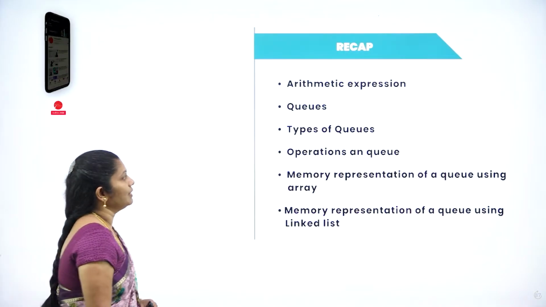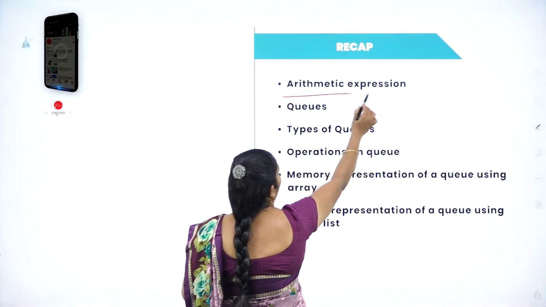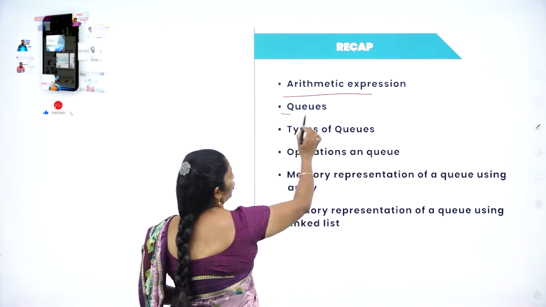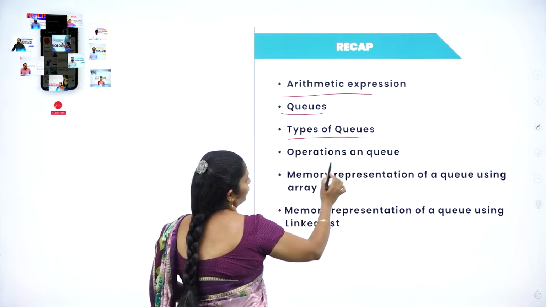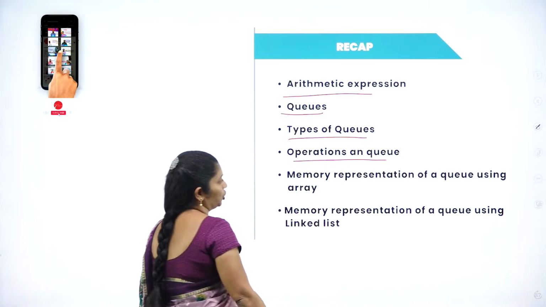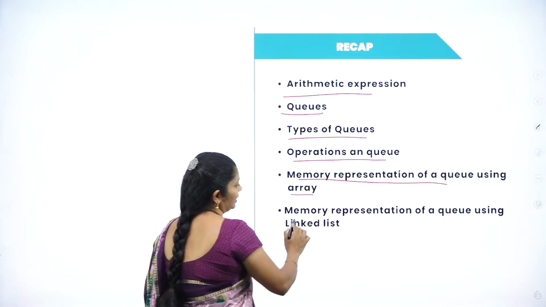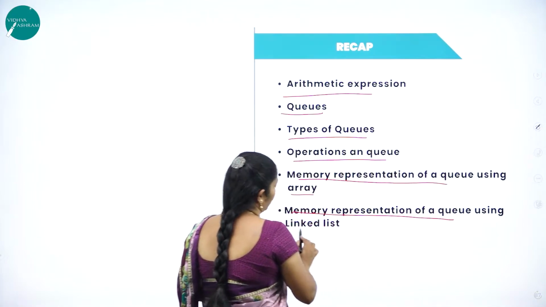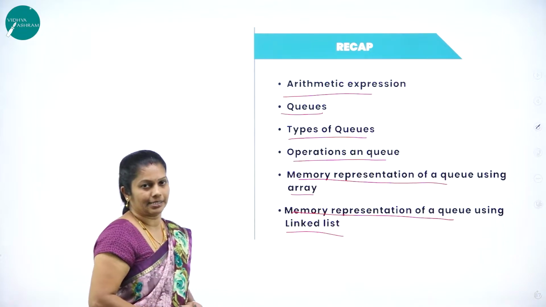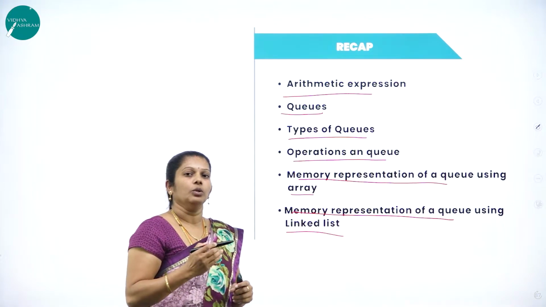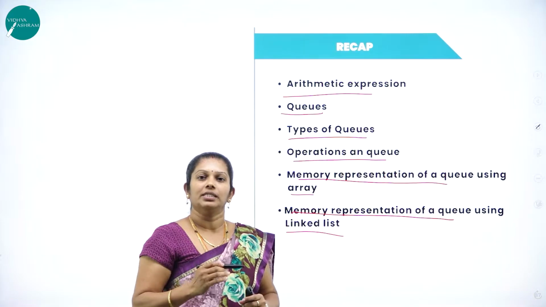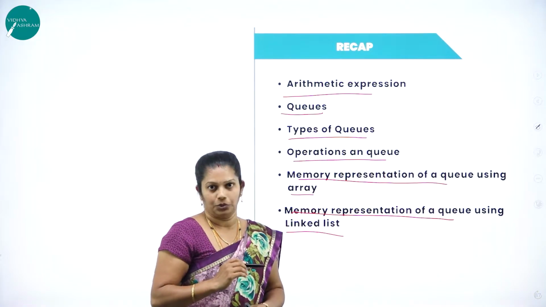In the previous session, you came to know about arithmetic expressions, what we mean by a queue, types of queues, operations on a queue, memory representation of a queue using an array, and memory representation of a queue using a linked list. It means that in a queue, insertion as well as deletion will take place at different positions.